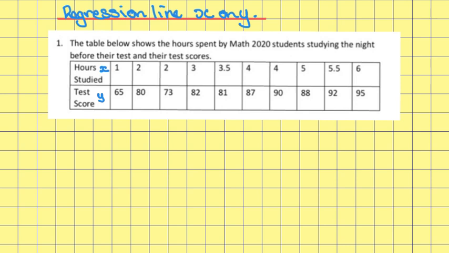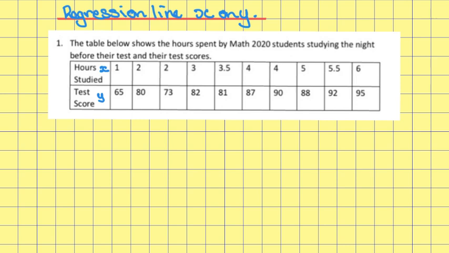So if we look at this table, the table below shows the hours spent by Maths 2020 students studying the night before their test and their test scores. Our x values are the number of hours studied, and they range from 1 to 6. Our y values are our test scores, and they range from 65 up to 95.